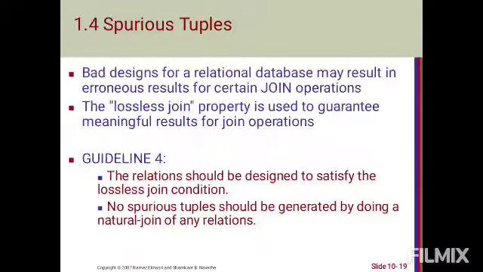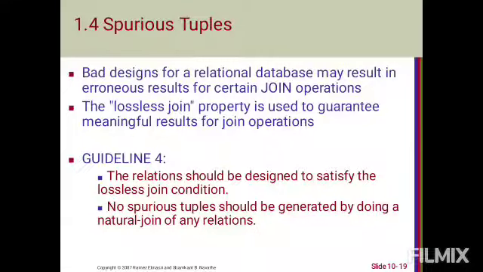Then the 4th one is generation of spurious tuples. Suppose we have 2 relations: employee location, having the fields e-name and location, and employee project 1, having the fields e-number, p-number, hours, p-name and p-location. If we join these 2 relations, it will produce many tuples that are not present in these 2 relations. We call these spurious tuples.